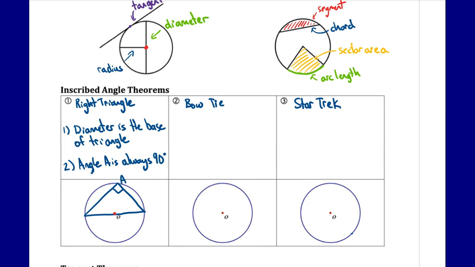Now our bow tie, you can imagine what a bow tie looks like. It looks something similar to this. So the way the bow tie works is that the corresponding angles use different symbols, and I'll go and highlight them as well. So these corresponding angles are equal.